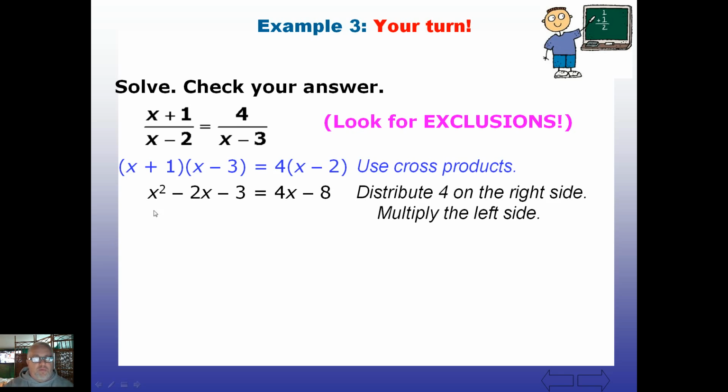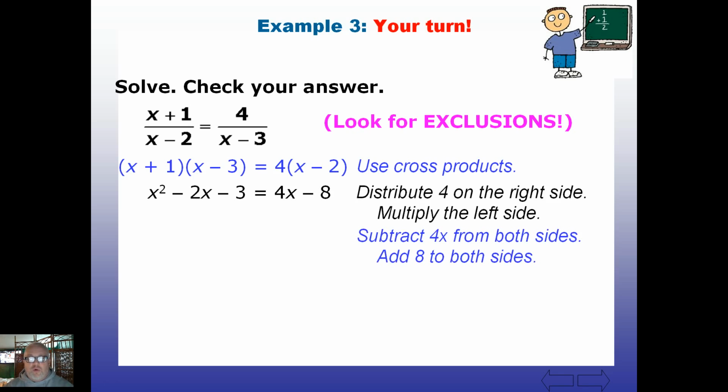Now notice you've got variables on the left and a variable and a number on the right. Let's move these guys over. So the opposite of positive 4x is negative 4x. The opposite of subtracting 8 is adding 8. So we'll subtract 4x from both sides. We'll add 8 to both sides, setting it equal to 0. Looks like a nice easy x problem.